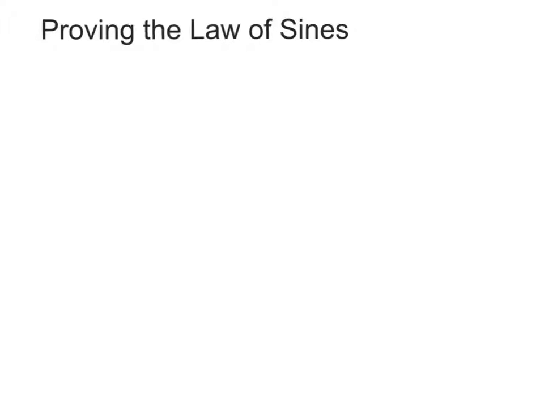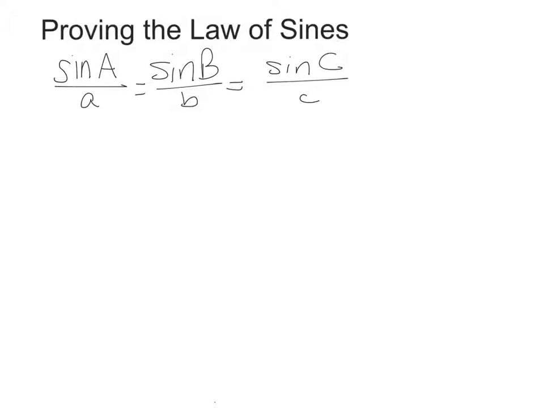All right, let's prove the law of sines. So the law of sines, as you know, is the following: sine of angle A divided by A, which equals sine of angle B divided by B, which equals sine of angle C divided by side C.